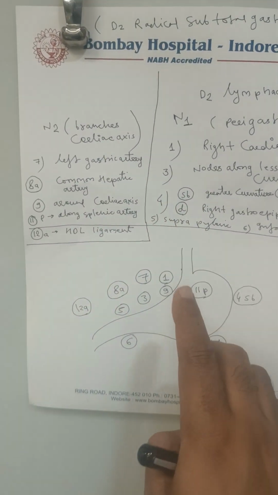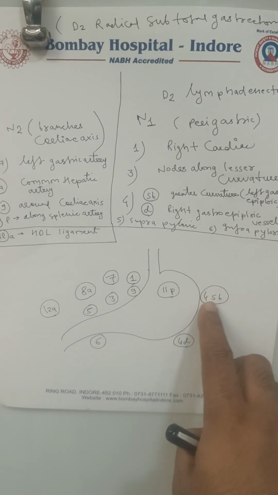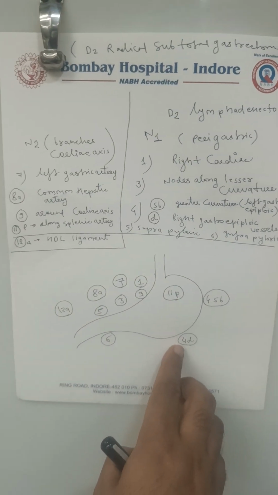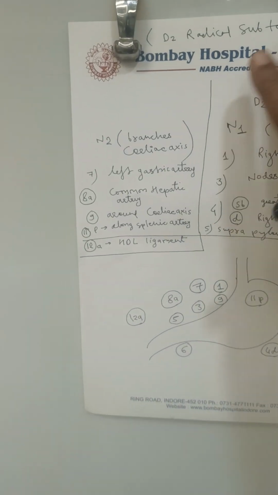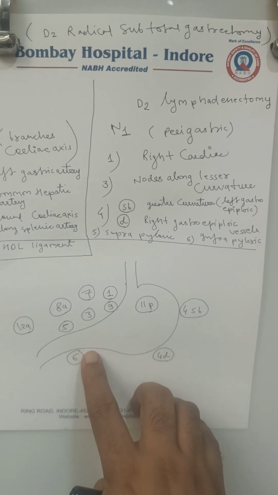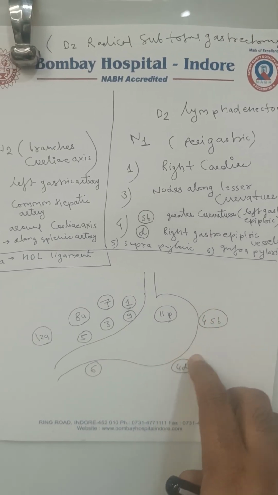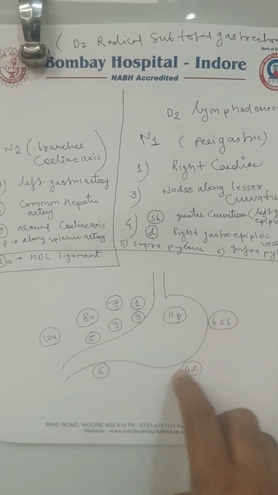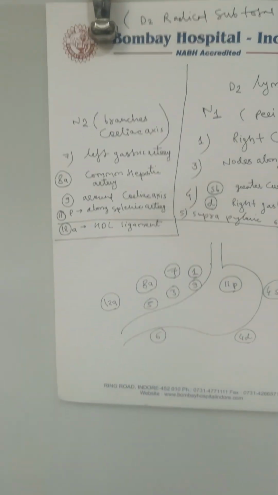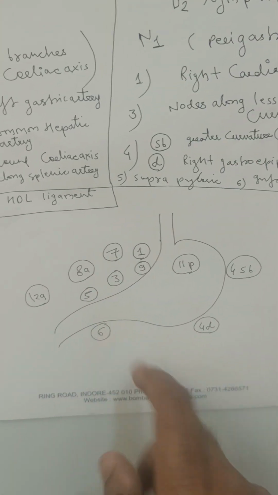Then come the 4, where there are two parts: 4SB across the short gastric vessels, and 4D across the right gastroepiploic vessel. So 4D is the right gastroepiploic vessel. The right gastroepiploic vessel is here and the left gastroepiploic vessel here. These are forming the greater arcade of the stomach. Then 5 is the suprapyloric part and 6 is the infrapyloric part.